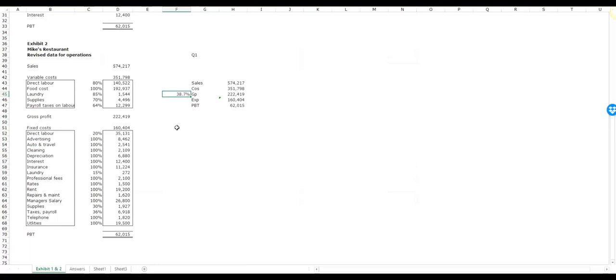Okay, and the question was asking us, what is the break-even in sales? So I'm simply going to do this. Let's take that information, paste it here. We are trying to calculate a profit before tax equal to 0. We know that the fixed expenses are 160,000. We know at the point of break-even that this gross profit and these fixed expenses are the same. We have learned here that this profit margin is 38.7%.